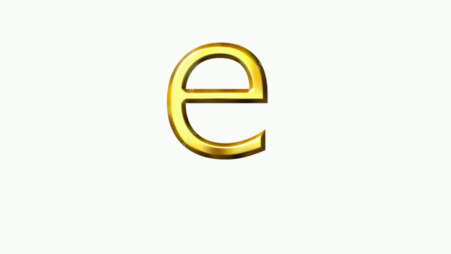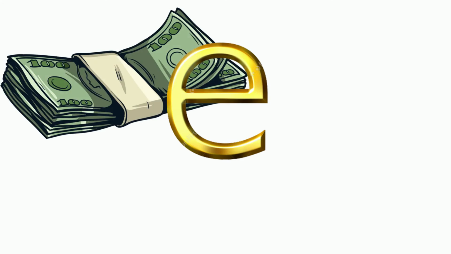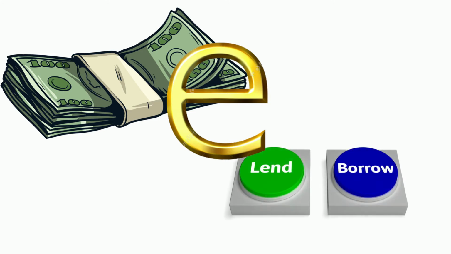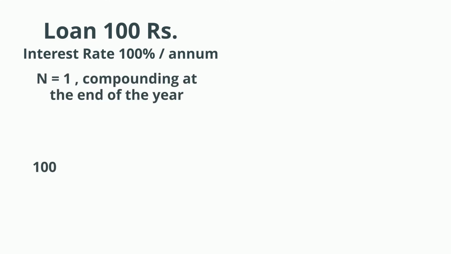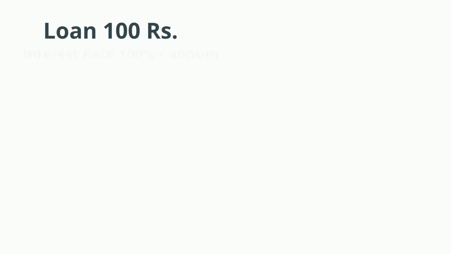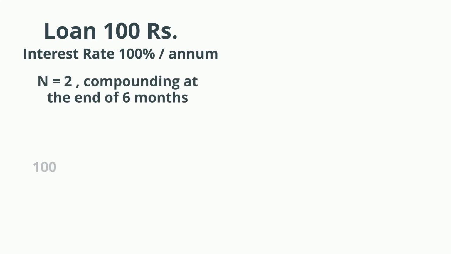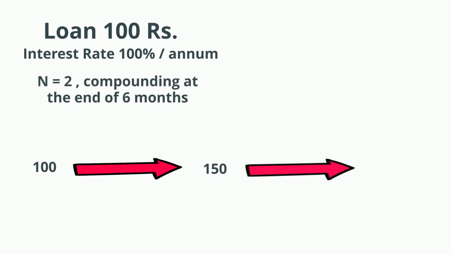Interestingly, to understand E, we have to focus on something which everyone understands: money. Let us say a person has taken a loan of 100 rupees at an insanely high interest rate of 100%. Now, if the compounding is done every year, obviously the final value after 1 year will be 200 rupees. However, if the compounding is done after every 6 months, then the final value will be 225 because for every 6 months the interest rate will be 50%.